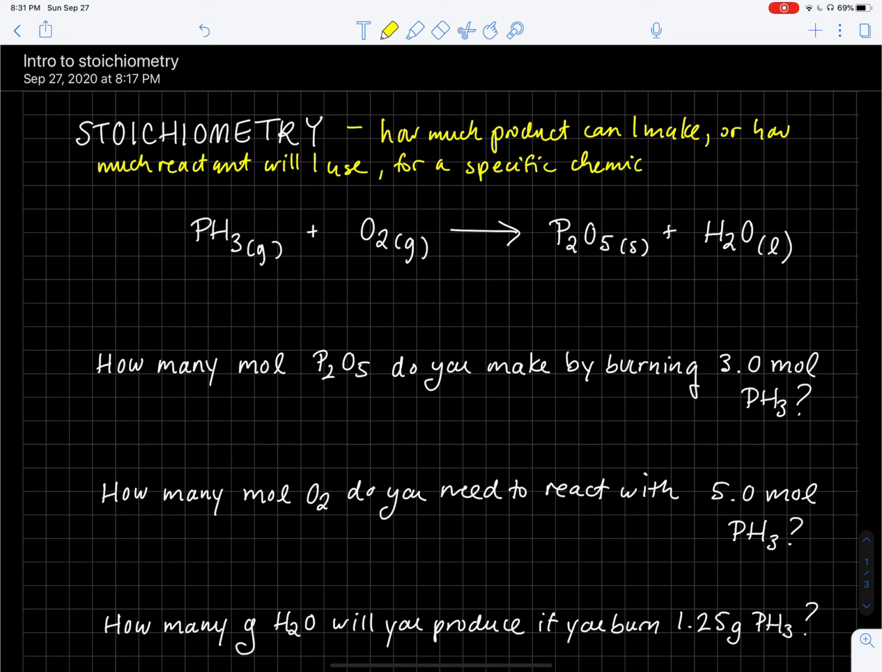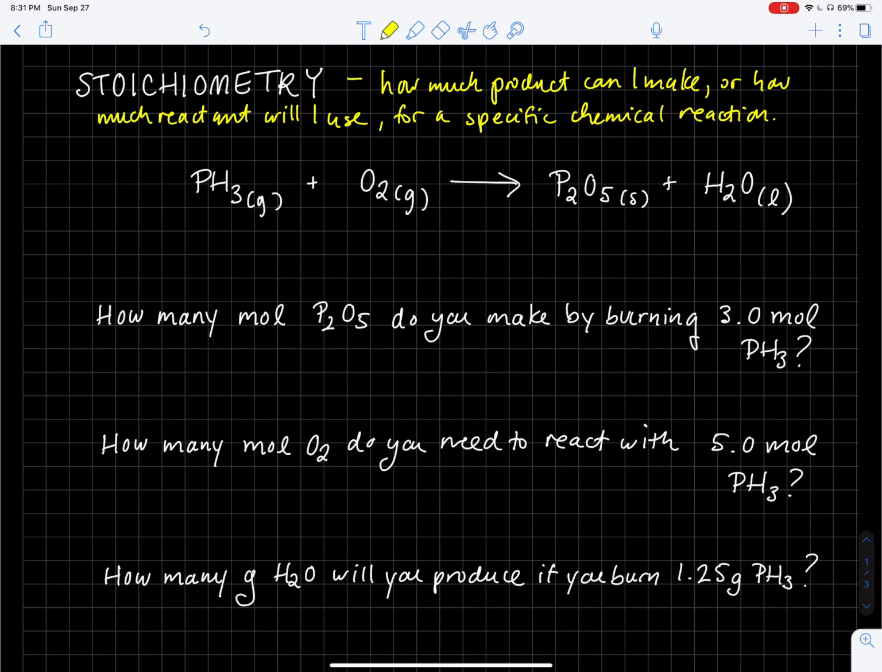I'm going to take you through a few different types of stoichiometry problems today, but they all start with a chemical equation. And so I've written one here. This is the reaction of phosphine, PH3, with oxygen, O2, to form P2O5 and something you might recognize, H2O, or water. So I just want to look at this equation, first of all, and say the things on the left are what we call the reactants, and the things on the right are the products.